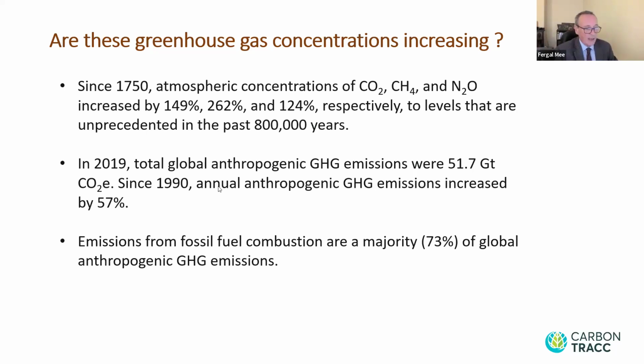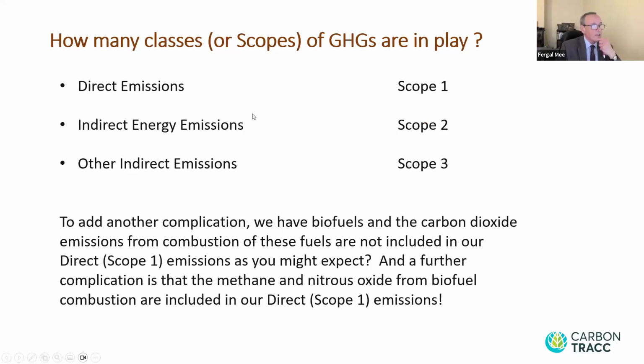So 27% are from non-combustion activities. The scopes of greenhouse gases, how many are in play? Well, we have direct emissions, as I mentioned. Greenhouse gas protocol uses the term scope 1. Indirect energy emissions, or purchases of electricity, steam, chilled water, hot water, scope 2, according to the greenhouse gas protocol. And scope 3 in the protocol are known as other indirect emissions in ISO speak, as it were.